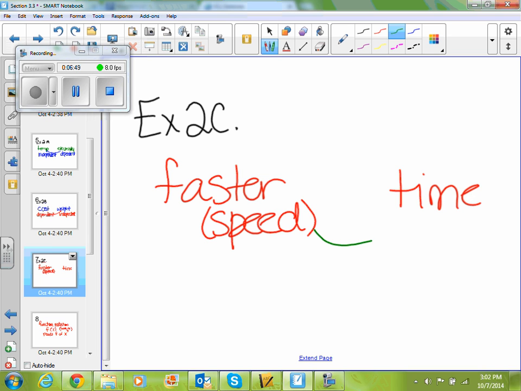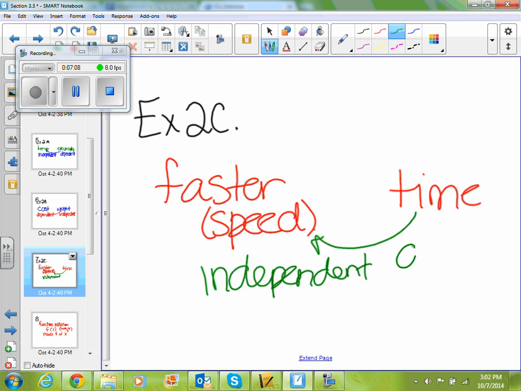Perfect. Time depends on the speed. So time is your, I did that backwards. That arrow goes backwards, sorry. Okay. Time depends on your speed. So your speed is independent. And your time is dependent. Most of the time, things like time, hours, etc., is your dependent.